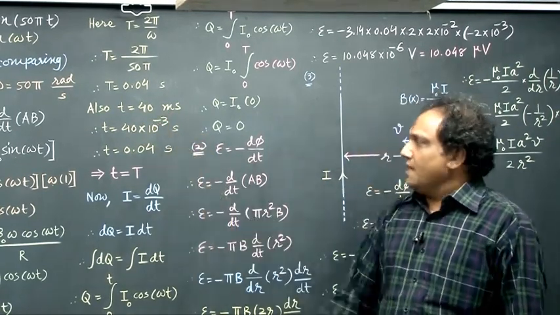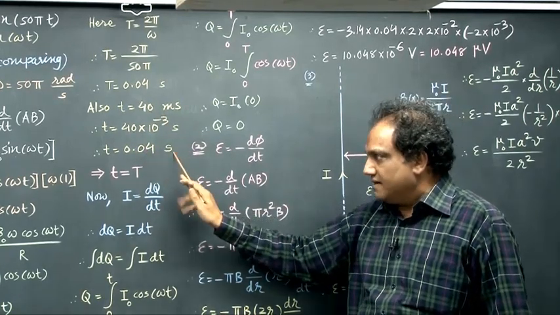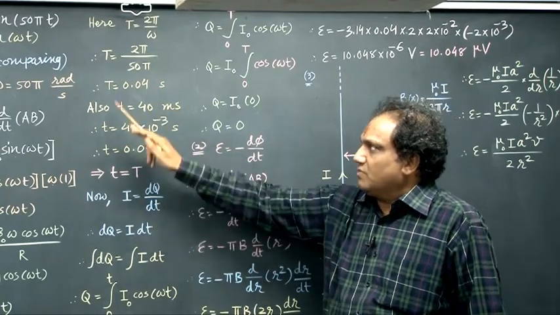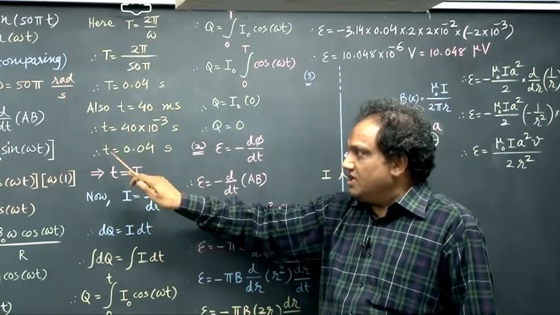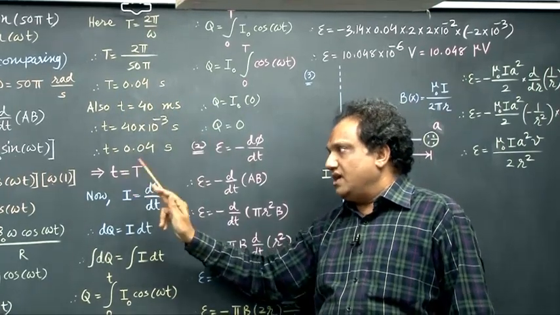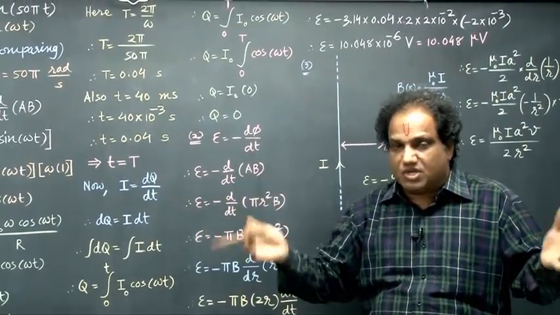Okay, fine. Now, 40 times 10 raised to minus 3 is also 0.04 second. I mean to say, these two right hand sides are same, so left hand sides also must be same. So the given time is just equal to the periodic time. So in this example, you are given this time equal to the periodic time, and now we are asked to find out the induced charge. How to find?